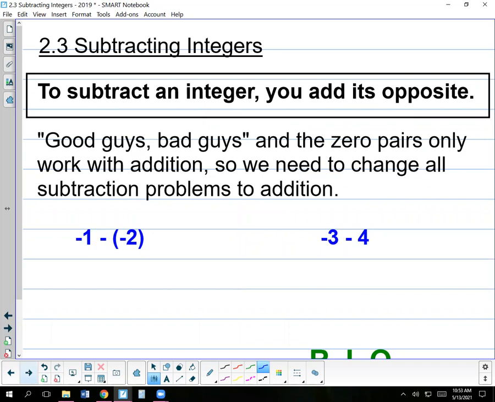So, to subtract an integer, you add its opposite. Basically, if that's weird to say it that way, don't write it down. It's better to just do what I'm telling you. Okay? Good guys versus bad guys. Again, you can do those, but they really only work with addition problems. So basically what we're going to do is change these into addition. Okay? So let's look at number 1.